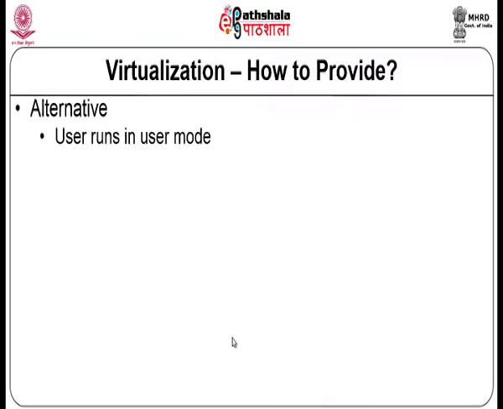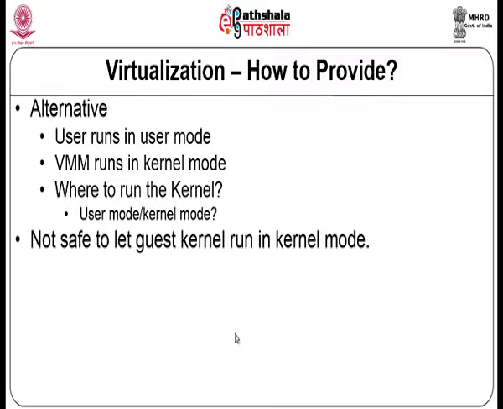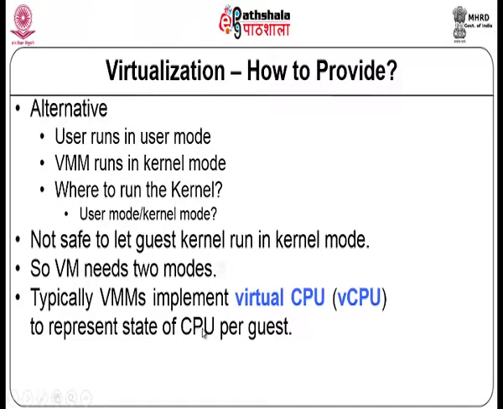The other alternative is I run the user in the user mode, I run the VMM in the kernel mode, but then I do not know where to run the guest OS. The guest OS can either run in the user mode or in the kernel mode. We cannot run the guest OS in the kernel mode. So, therefore, our only choice is that the guest OS will run in the user mode. This is called deprivileging the operating system, and let us look at deprivileging.